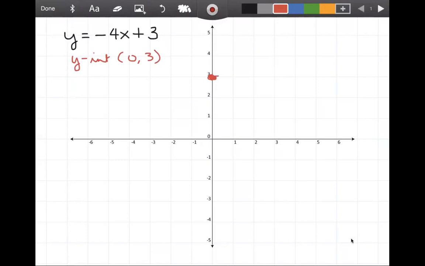So I'll go 1 unit to the right. And then since m is negative 4, that means I'm going to move 4 units down. 1, 2, 3, 4.